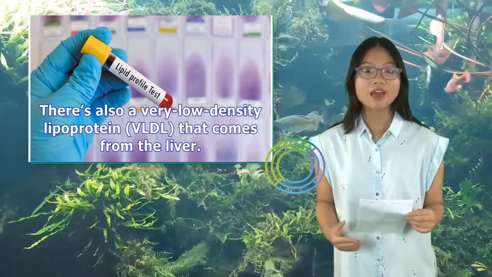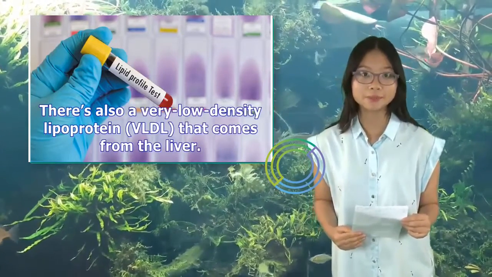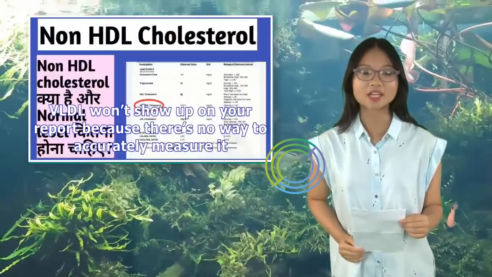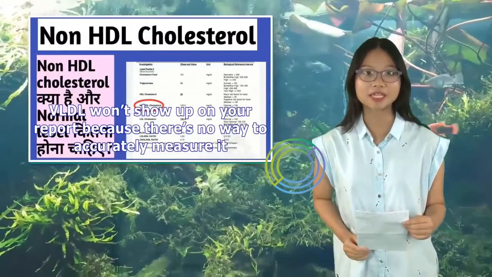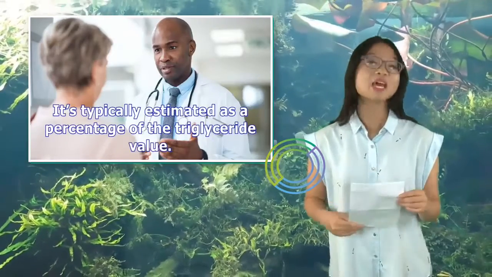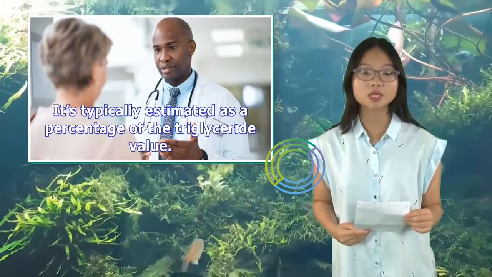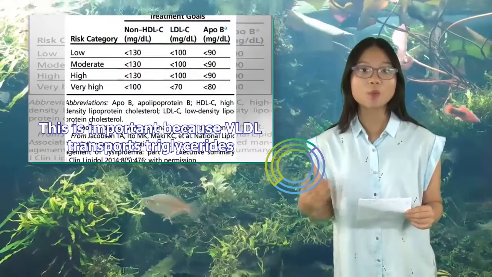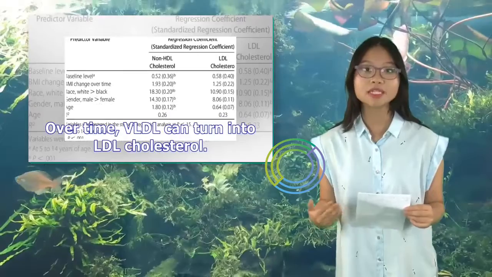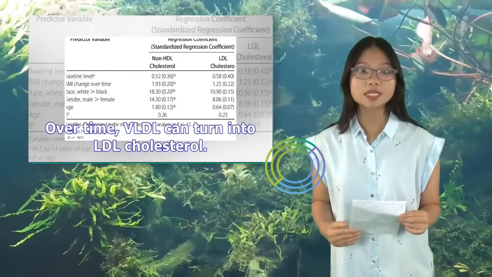There's also a very low-density lipoprotein, VLDL, that comes from the liver. VLDL won't show up on your report because there's no way to accurately measure it. It's typically estimated as a percentage of the triglyceride value. This is important because VLDL transports triglycerides. Over time, VLDL can turn into LDL cholesterol.